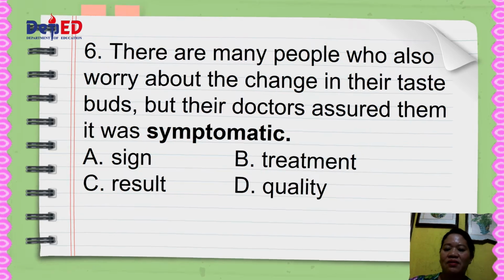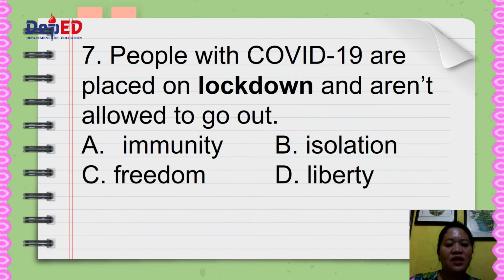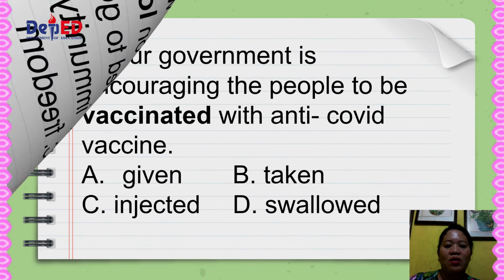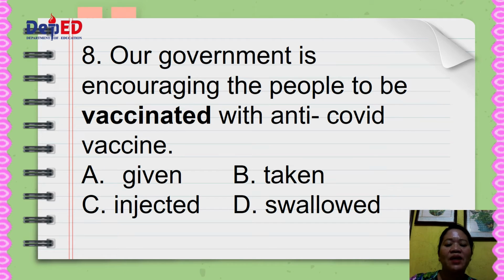All right. Okay, for number 7, people with COVID-19 are placed on lockdown and aren't allowed to go out. What do you think is the meaning of lockdown? A. Immunity, B. Isolation, C. Freedom, or D. Liberty. Don't forget to write the correct answer using your learner's activity sheet. Alright, and for number 8, our government is encouraging the people to be vaccinated with anti-COVID vaccine. Vaccinated means A. Given, B. Taken, C. Injected, or D. Swallowed.